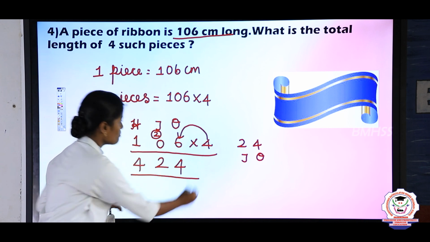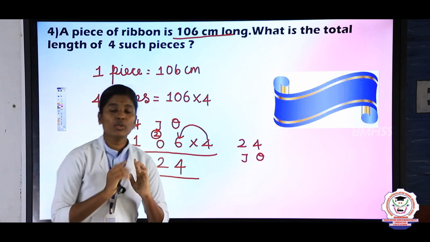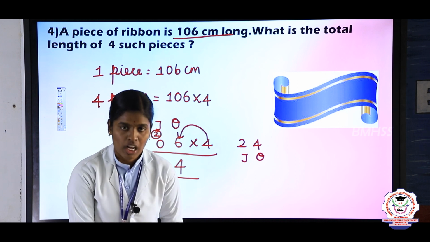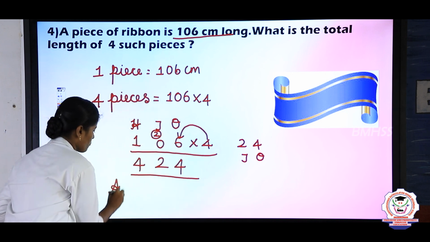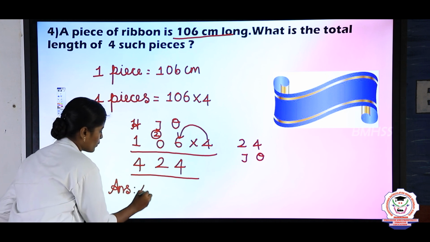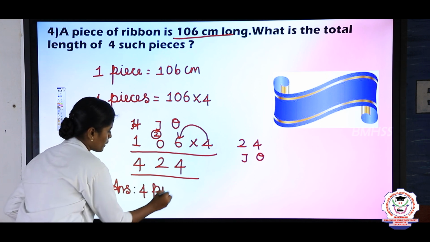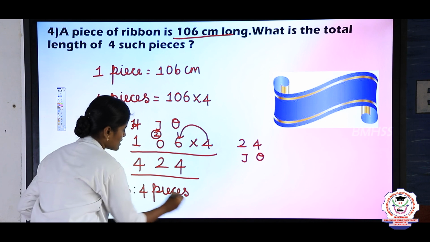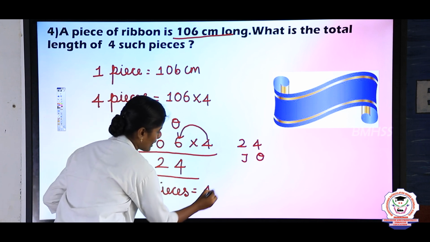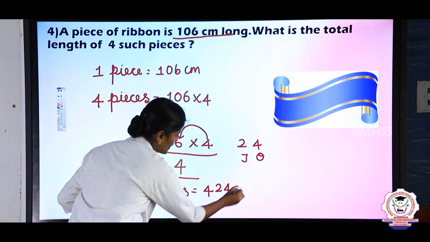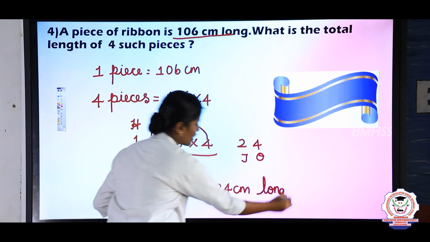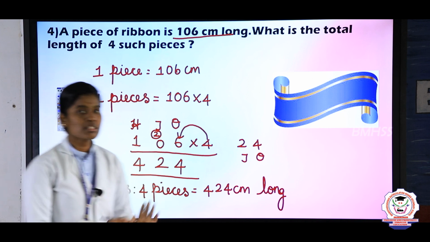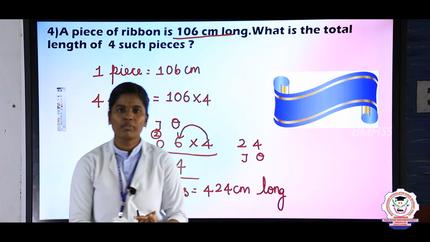Okay. So listen my children, one piece equal to 106 centimeter long. So 4 pieces equal to, write the answer. 4 pieces equal to 424 centimeter long. So this is multiplication related statement problem.